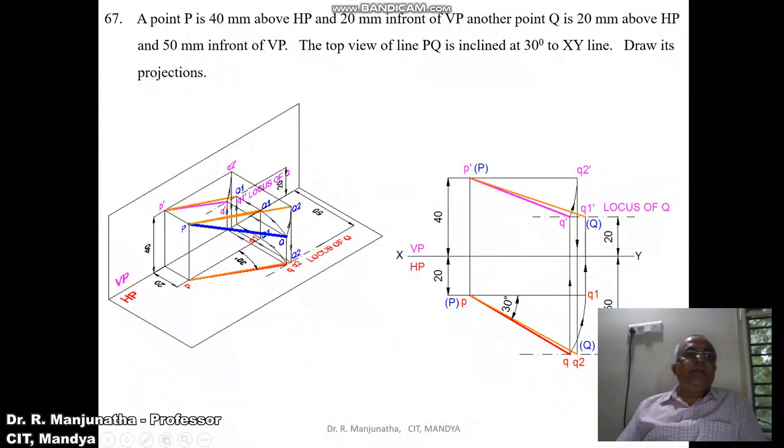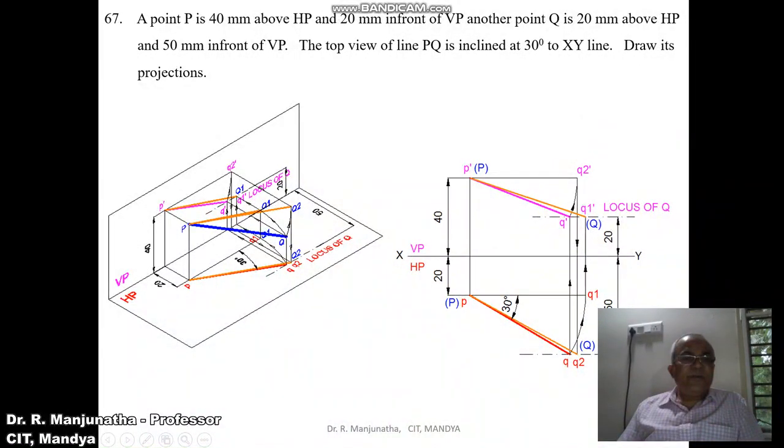A point P is 40 mm above HP and 20 mm in front of VP. Another point Q is 20 mm above HP and 50 mm in front of VP. The top view of line PQ is inclined at 30 degrees to the XY line. Draw its projection.